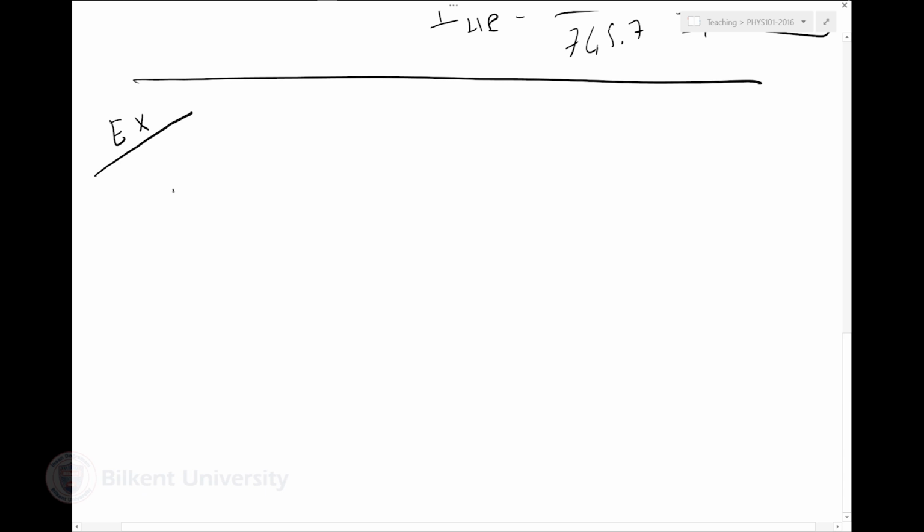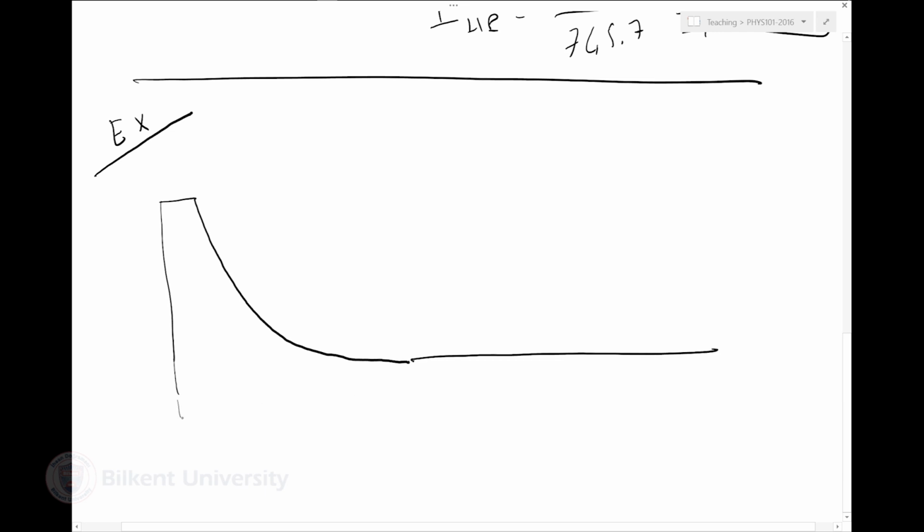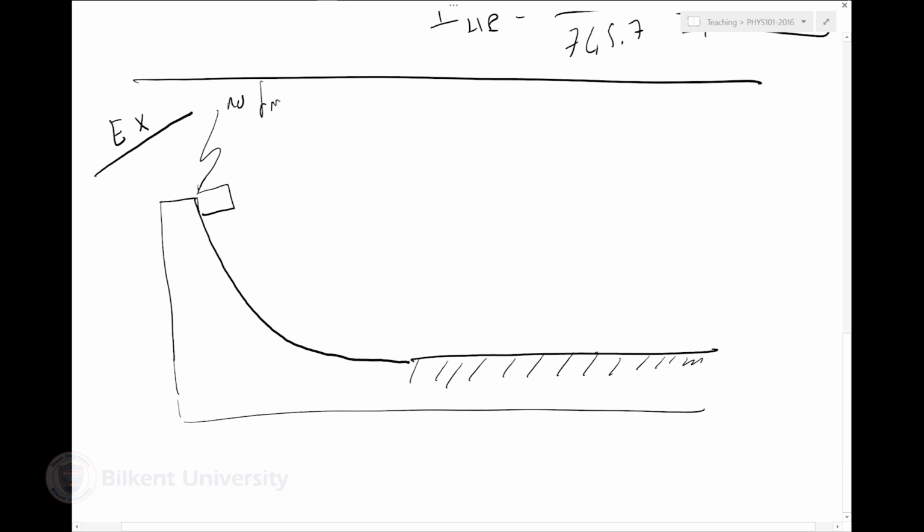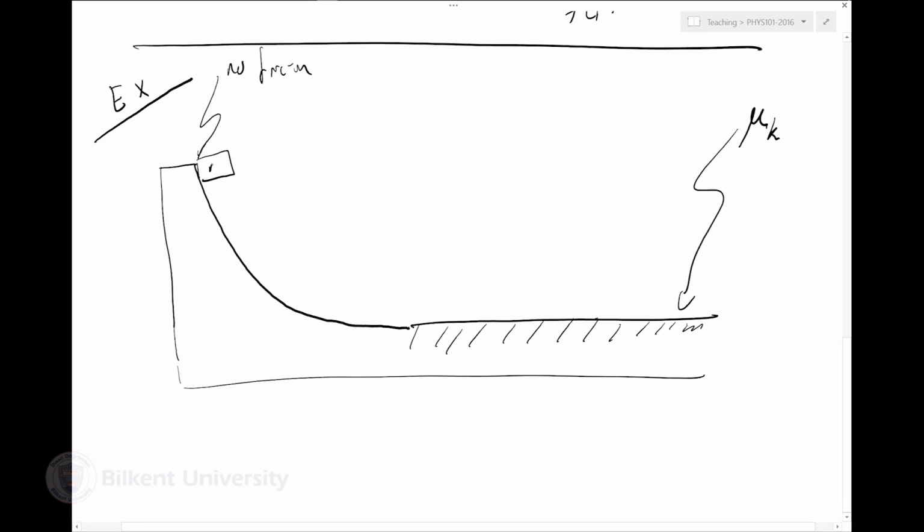Let's say that I have some circular or some rounded track which has no friction, and here I have friction coefficient mu k. So what I'll do is I'll drop a mass m from the top of the track, which has a height h.